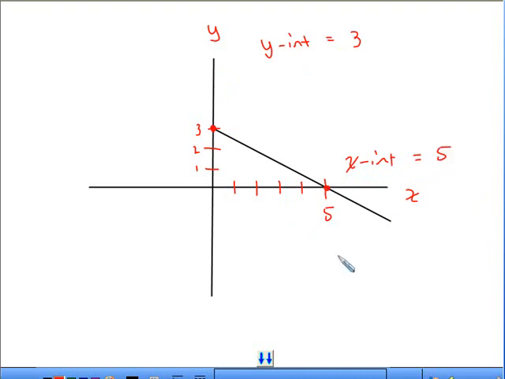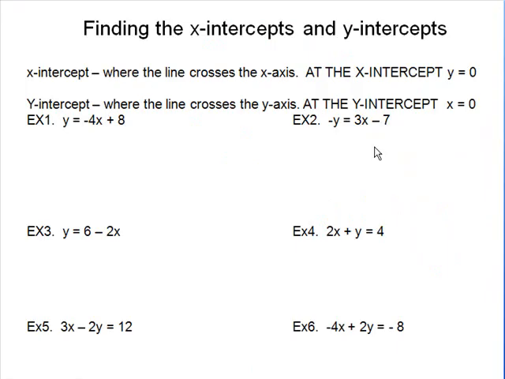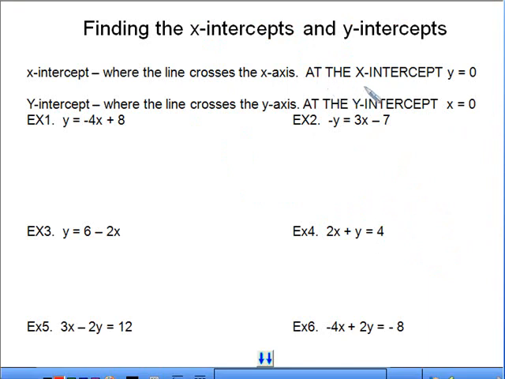Now the key things that you need to remember: at the x-intercept, y is always 0. So this coordinate here, if you think about it, is 5 and 0. The y-intercept here, the coordinate is going to be what? 0 and 3. So the main thing to remember, at the x-intercept, the other letter is always equal to 0. The other letter is y. At the y-intercept, what's the other letter? It's x, so that's equal to 0.